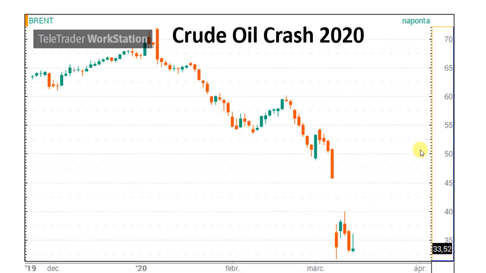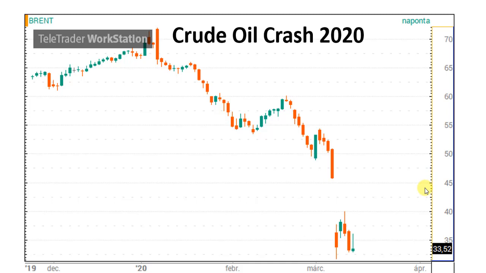Let's look at crude oil, for example, as well. This is around January 2020. This is February 2020. In January, crude oil was trading at about $70 per barrel. And this is March, trading at $33, which is less than half of what it was just about two to three months ago. So it has crashed over 50%.